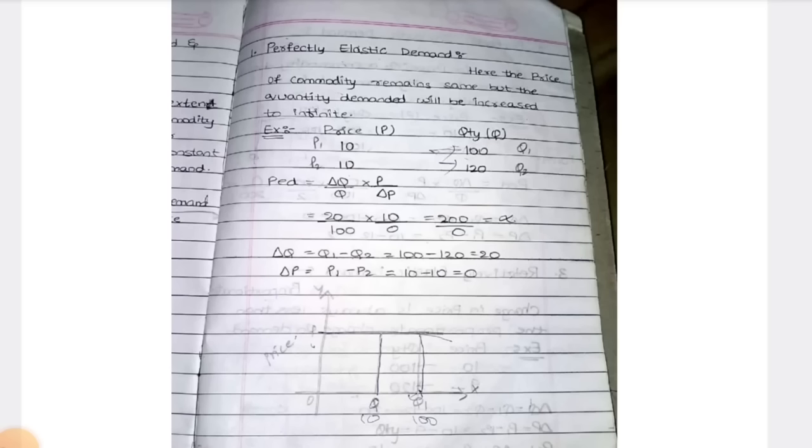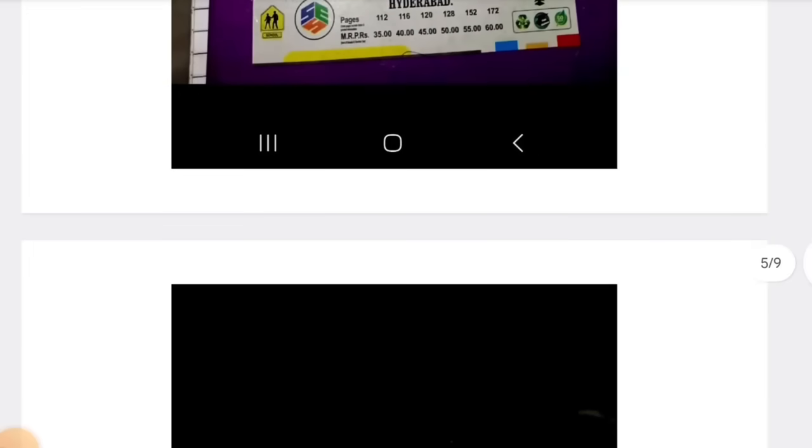Here delta q is how much the quantity is increasing, from 100 to 120, so delta q is 20. What is the actual quantity? 100. What is the price? 10. What is the difference in price? There is no difference, so that's 0. You do the cross multiplication and you get an infinite answer. That is called price elasticity of demand. It's important that you show the formula and the definition along with the diagram.